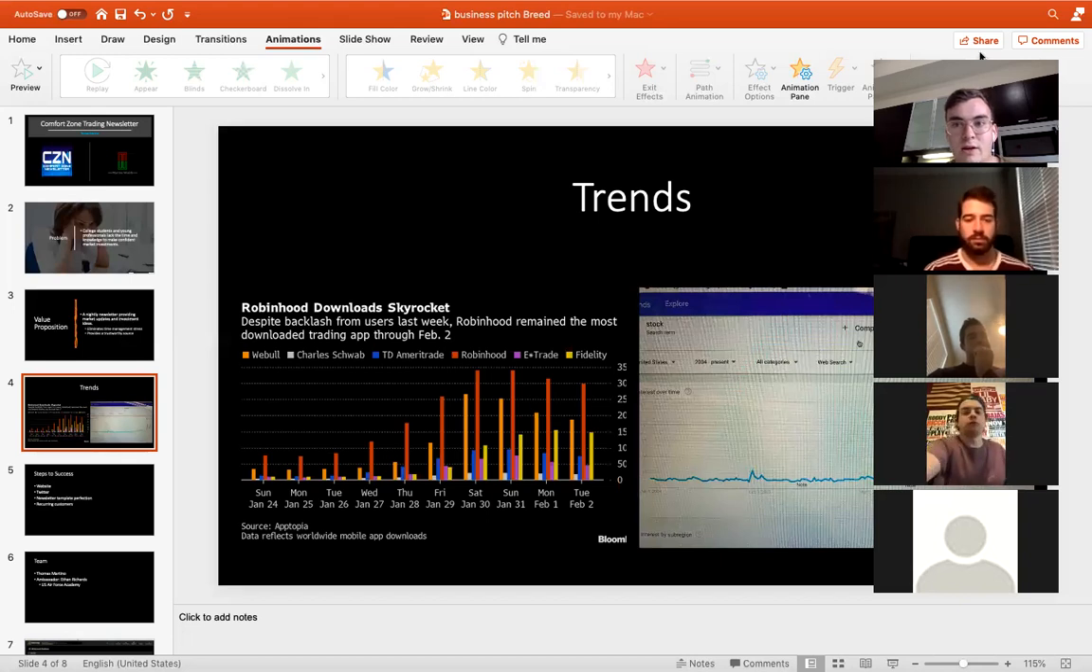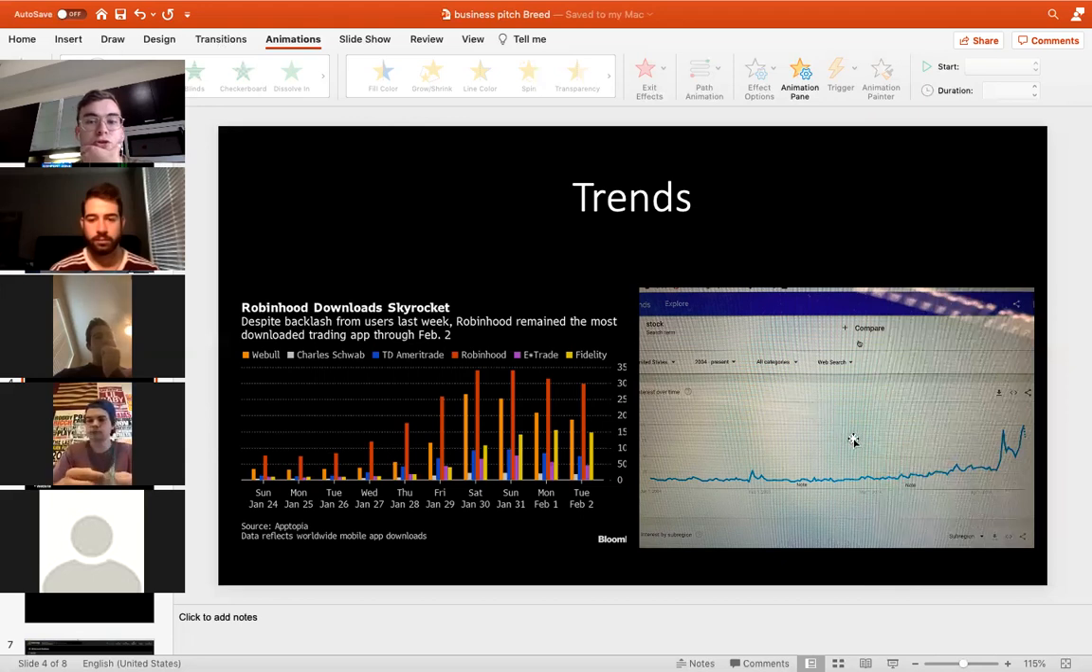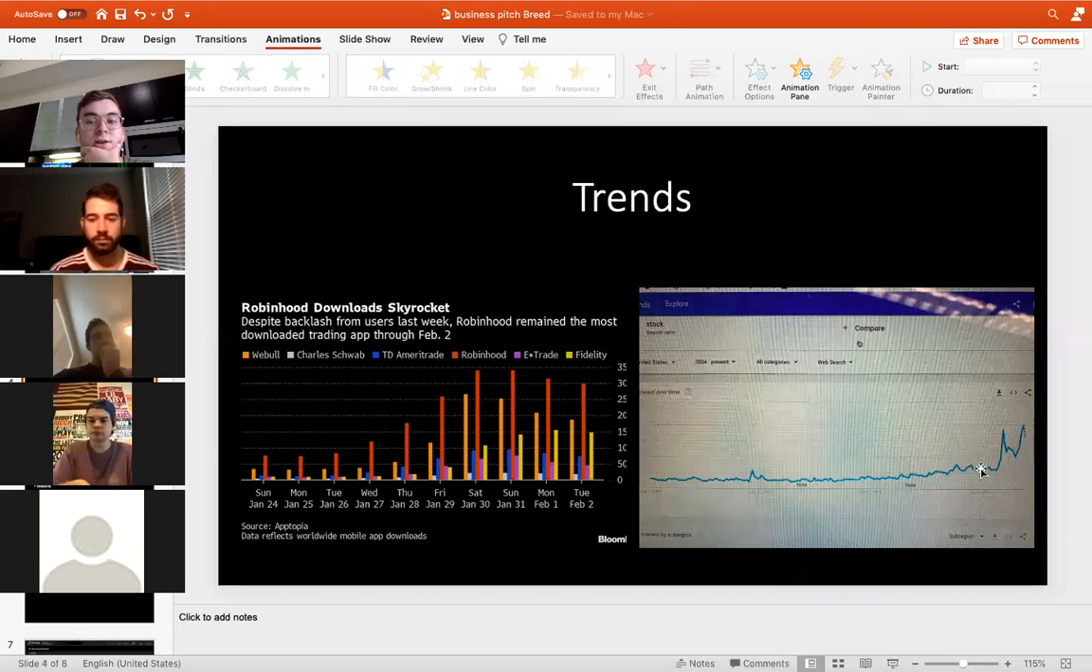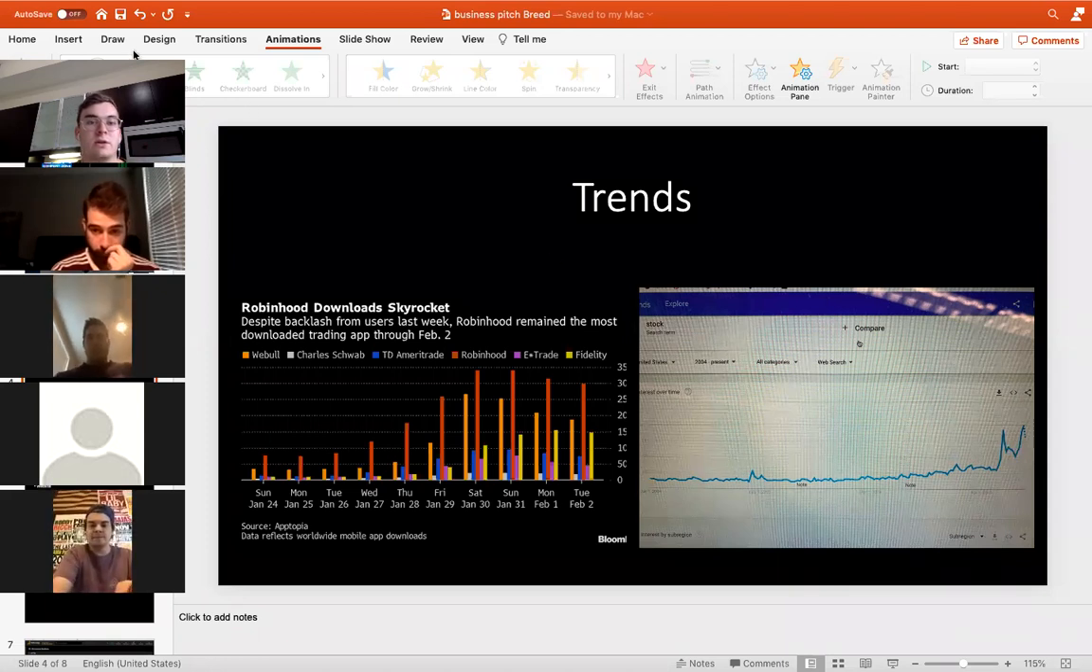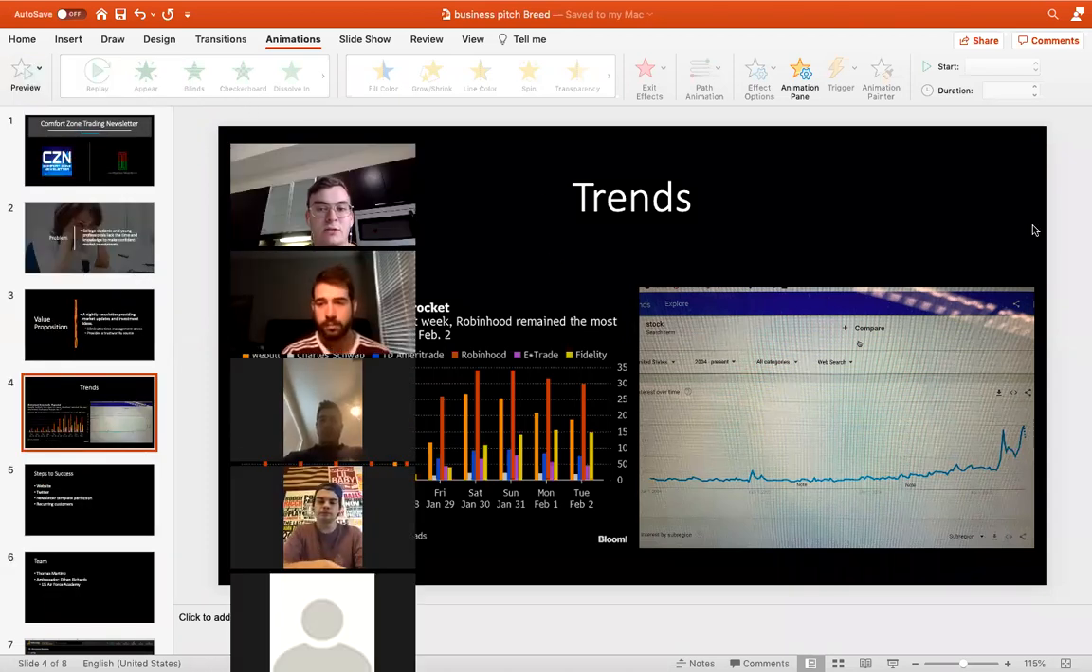And then on the right here is a Google trend of the search term stock. This is over the past 15 years. Here we see the big increase when COVID hits, and then it comes down a little and goes right back up. So there's definitely a big market to tackle here.